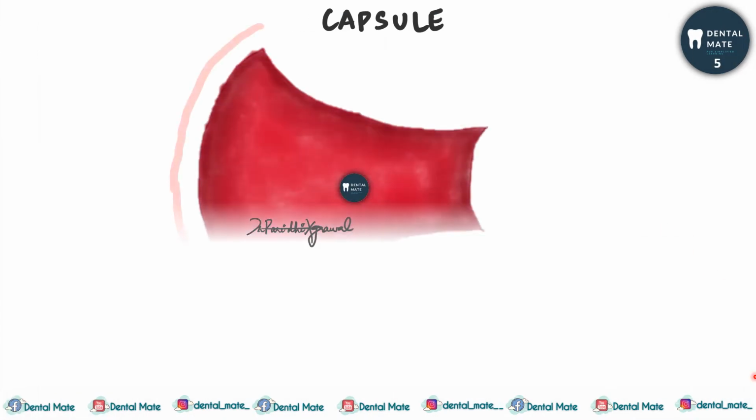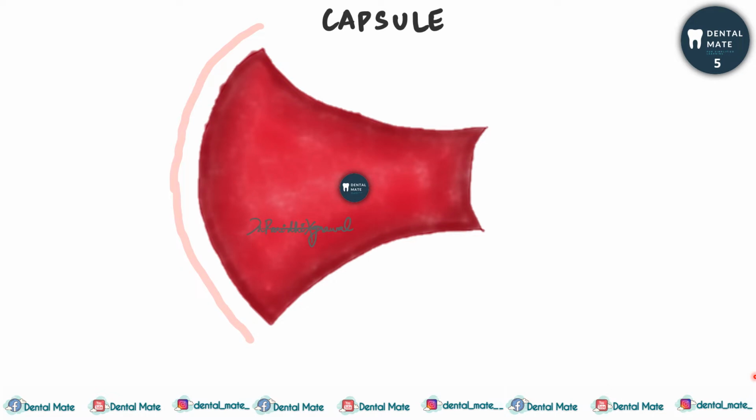Next, we talk about the capsule of the parotid gland and its speciality. The parotid gland capsule or fascia is tight and unyielding. There are two types of capsules, the true capsule and the false capsule.